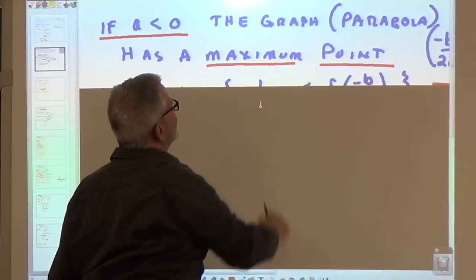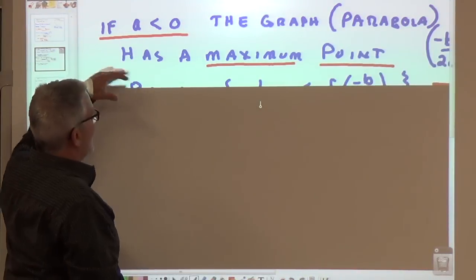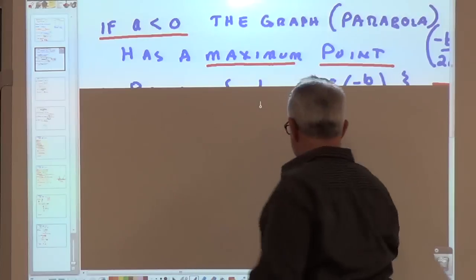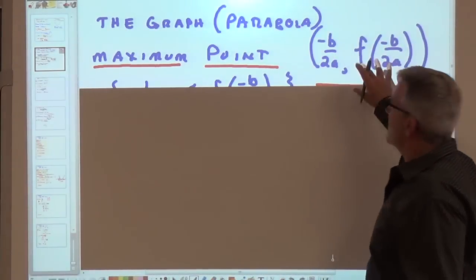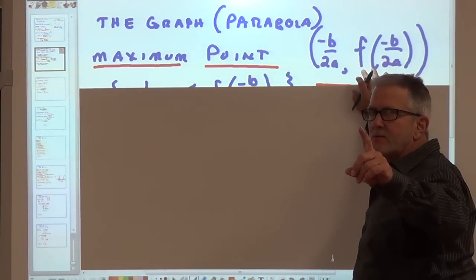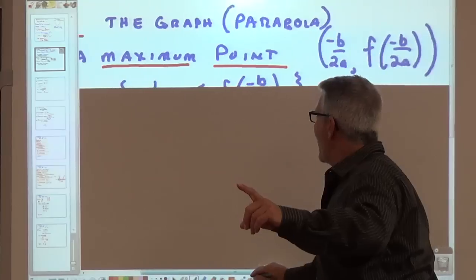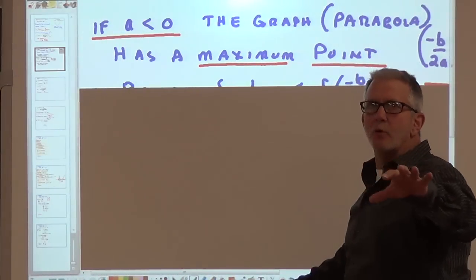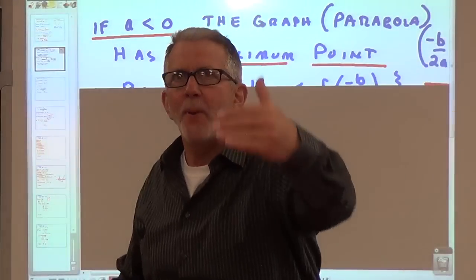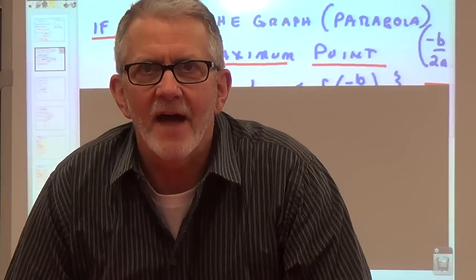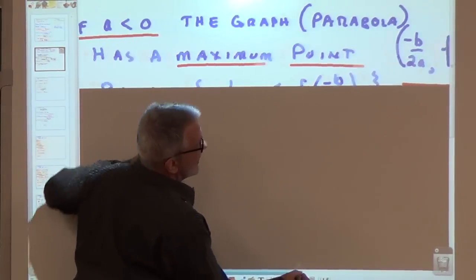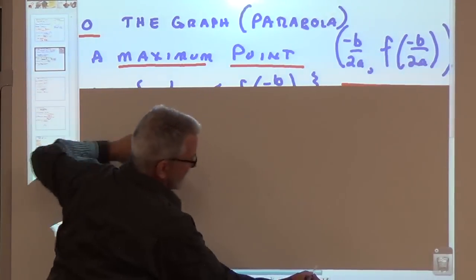Okay, if a is less than 0, the graph or the parabola has a maximum point. We talked about that. And what is that maximum point? That maximum point is always going to be that vertex. Here's what's nice. If it has a maximum point, that's how I'm going to find the range. That's how I'm going to find all of the possible y values, by looking at the y-coordinate of that vertex.